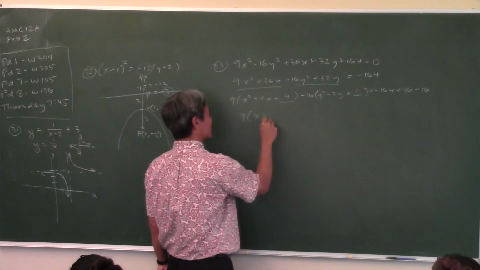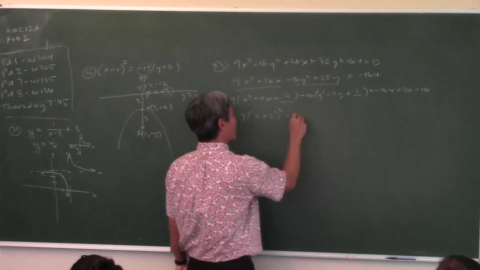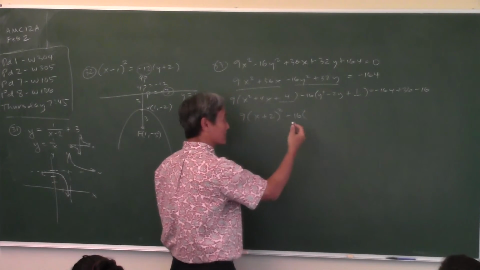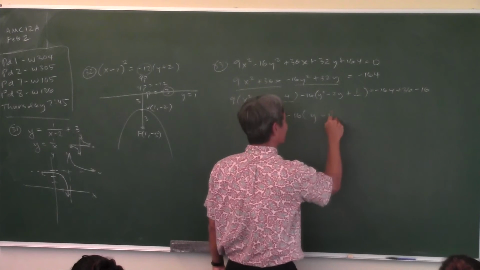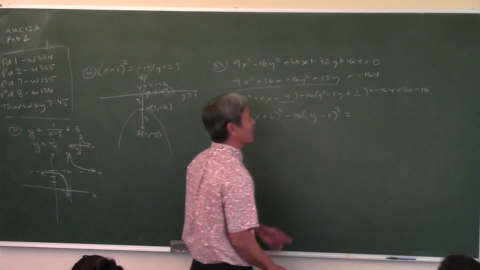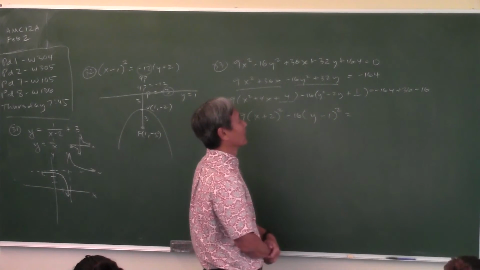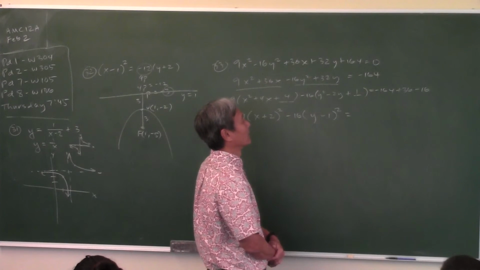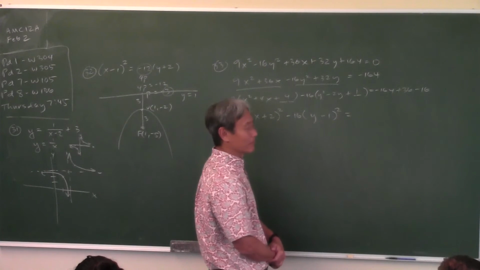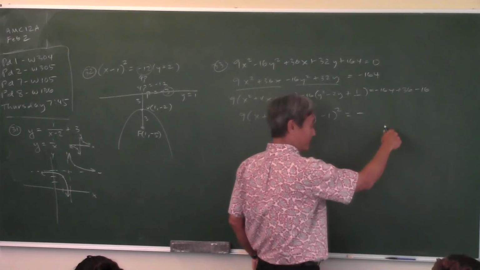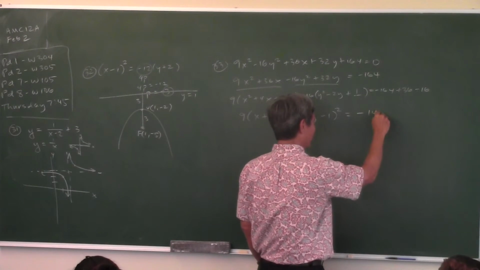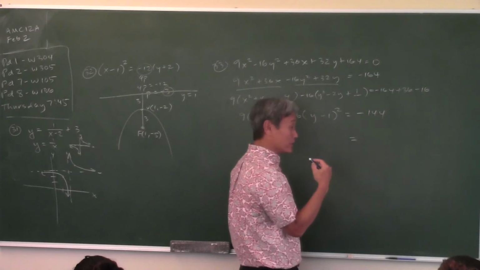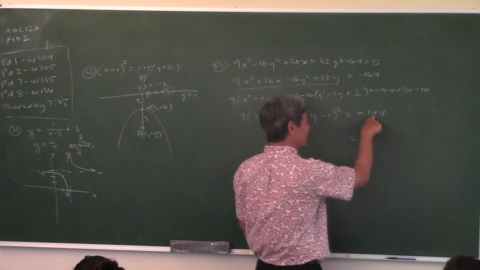9 times (x plus 2) squared. Don't worry, they made it so the numbers come out, you don't have fractions to worry about. Equals, okay, what happens when you do those numbers there? That's probably the hardest part for you guys. -144. Now, if you want this to be in standard form, you need this side to be what?